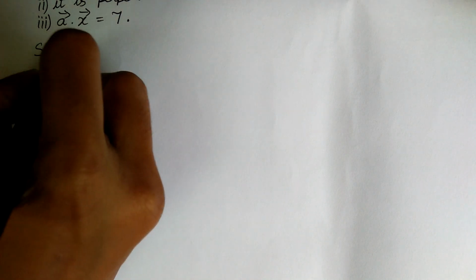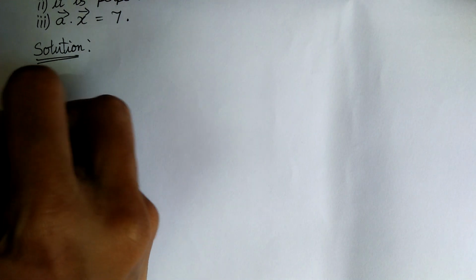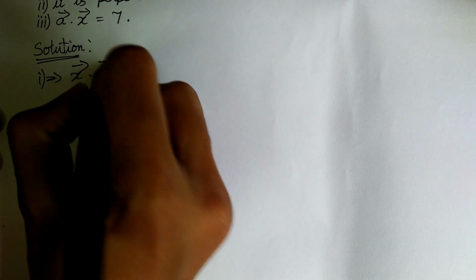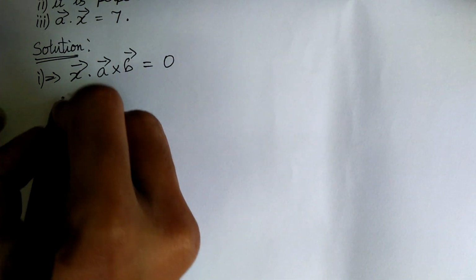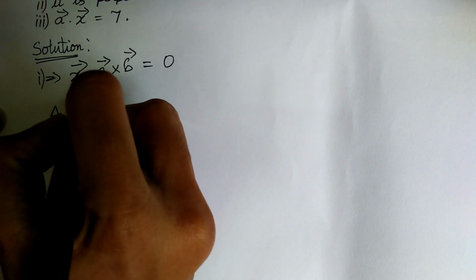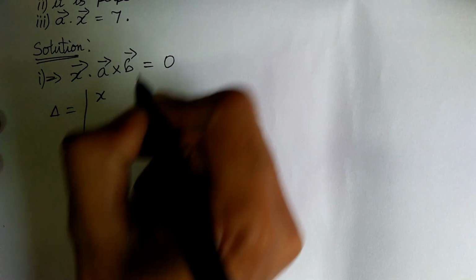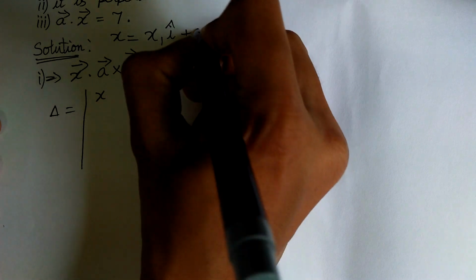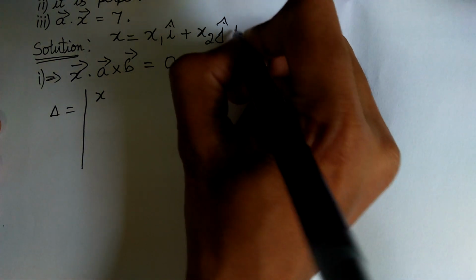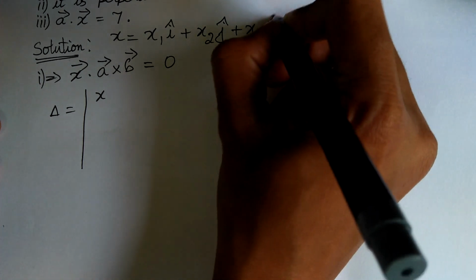Solution. The first condition is that vector x is coplanar with vector A and vector B. That is, x dot (A cross B) is equal to 0. This can be written as the determinant of x. Let us assume the vector x as x1 i cap plus x2 j cap plus x3 k cap.